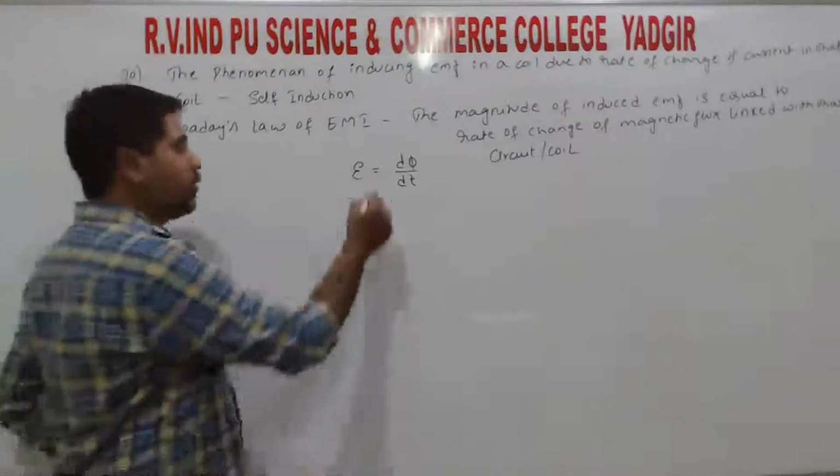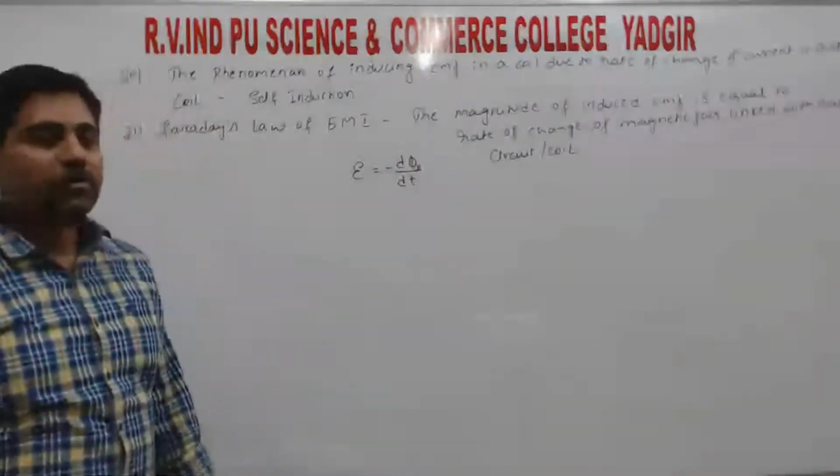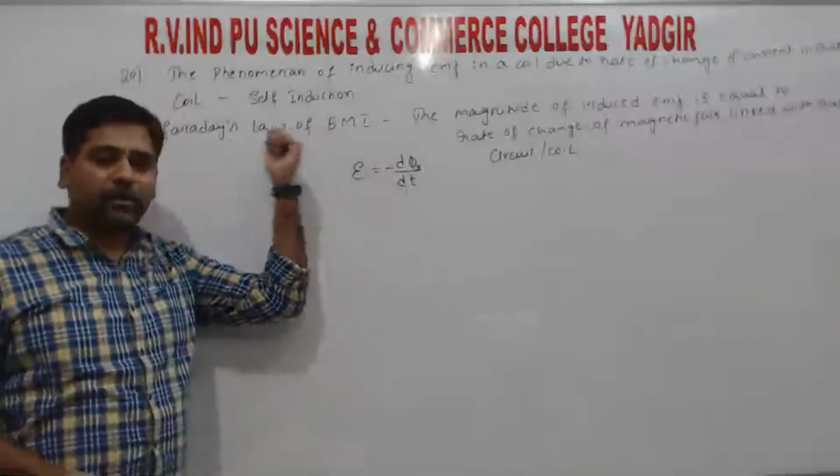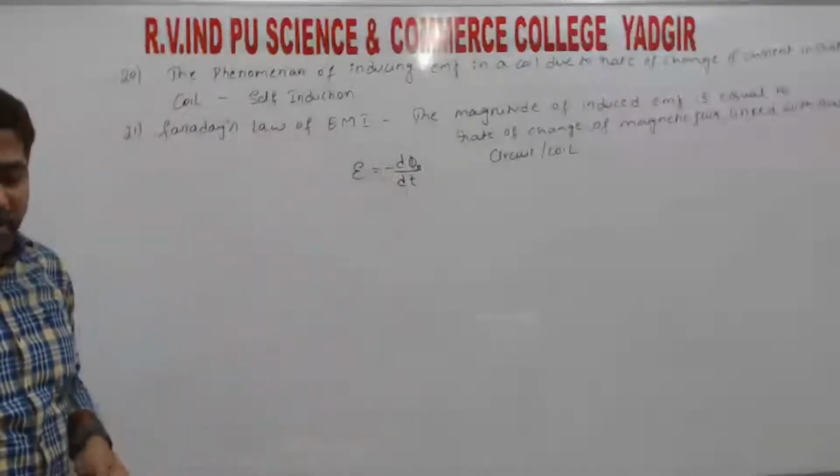So this is the statement for the Faraday law of electromagnetic induction, and this is the mathematical relation, that is minus d phi B by dt, right? So the minus is explained by the Lenz's law. Why we have taken the minus symbol, right?